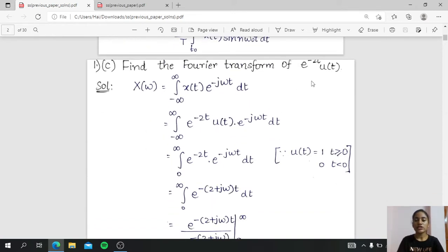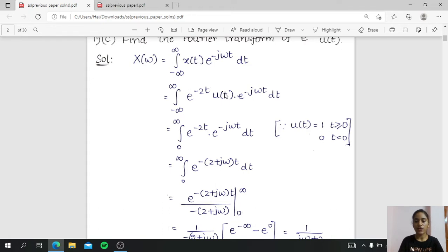Next, find the Fourier transform of e power minus 2t into u of t. The formula for Fourier transform is this, that is x of omega is equal to integral from minus infinity to infinity of x of t e power minus j omega t dt. So your x of t is given in the question, so substitute it here, and u of t is the unit step function whose value is 1 for t greater than or equal to 0 and 0 for t less than 0. So your integral now becomes 0 to infinity e power minus 2t, u of t value is 1 in this integral, so into e power minus j omega t dt.